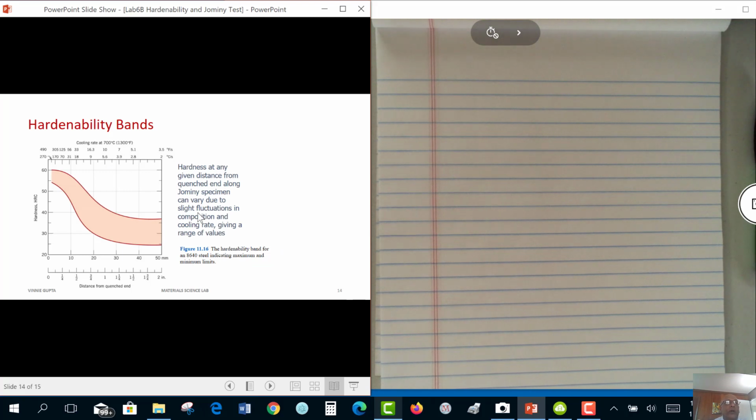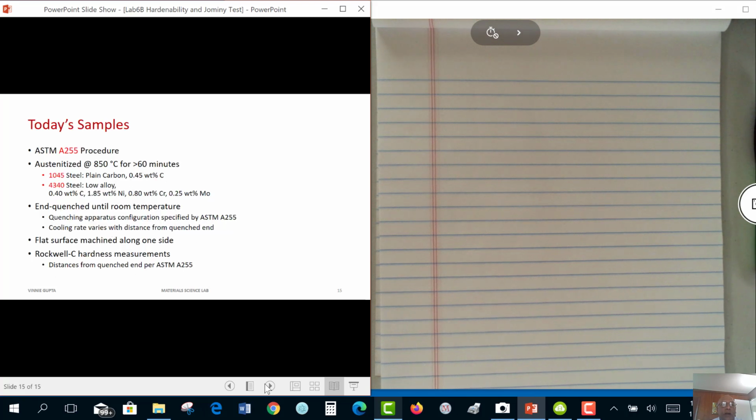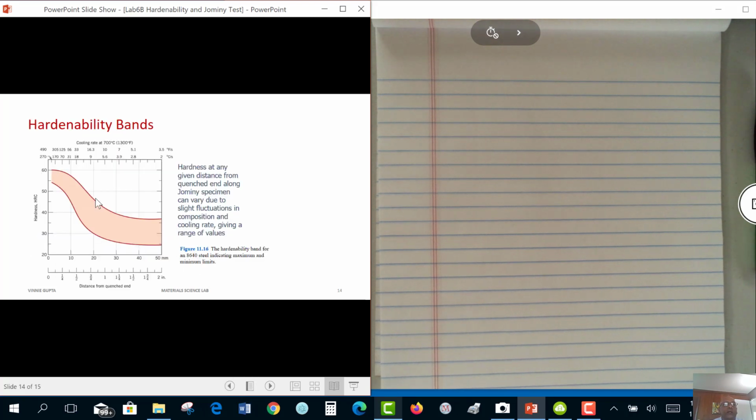But I want you to appreciate that there is going to be sample to sample scatter. So we won't be able to exactly reproduce a curve as you might find in a handbook. So there will always be a band of hardness values. Okay.